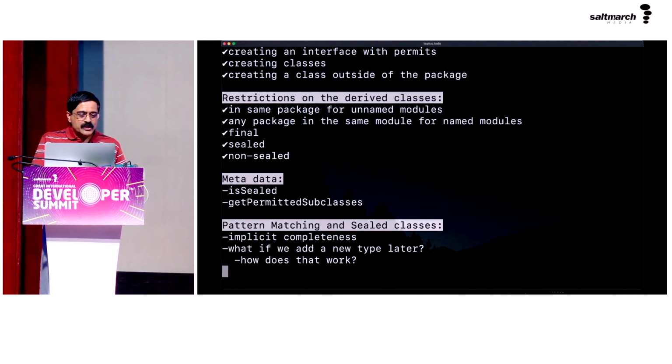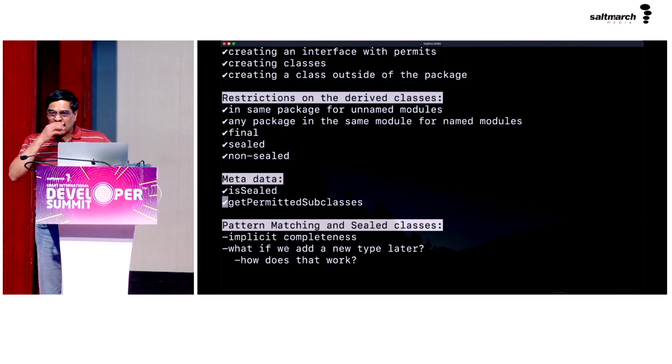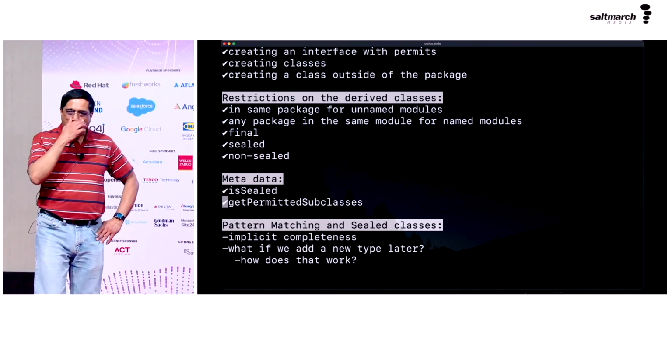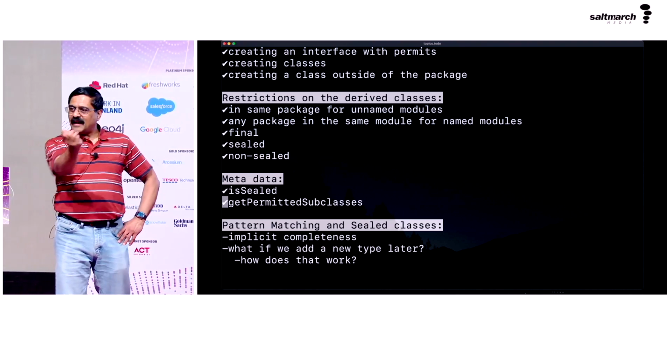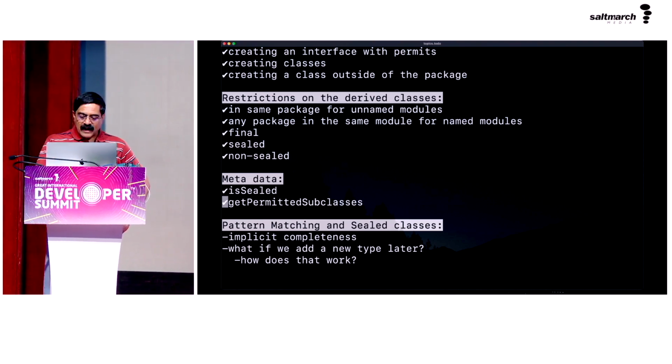You can use a few metadata. You can call isSealed and find out if it is sealed or not. So they extended the reflection API, the meta classes, to find it. You can ask for getPermittedSubclasses, and that will tell you all the subclasses that are permitted. You saw that in the bytecode, right? So they just gave you an API to pull that in and give it to you so you can use that as well.